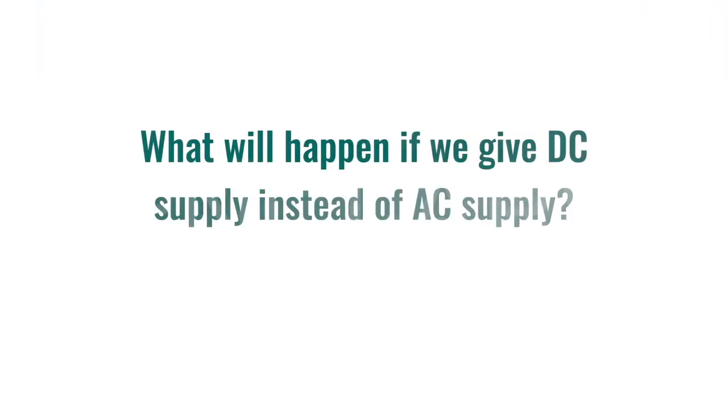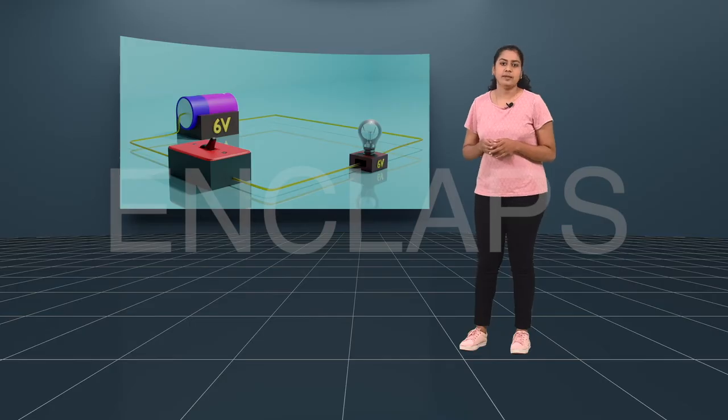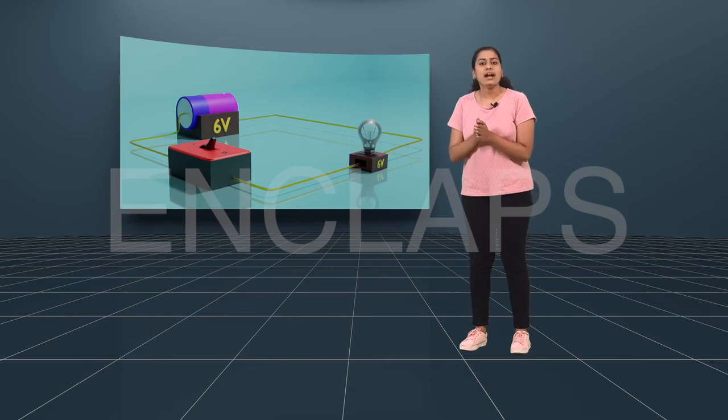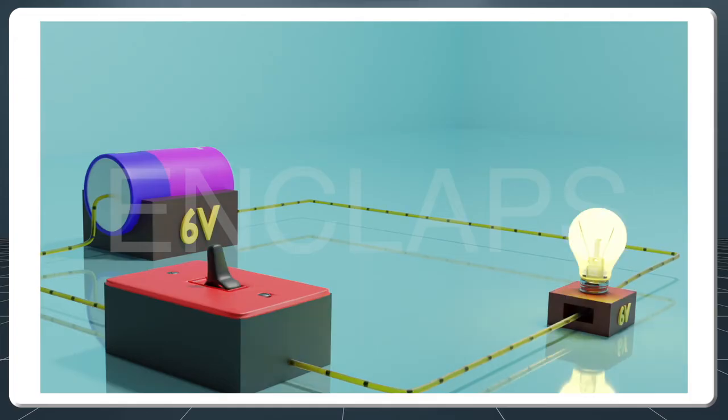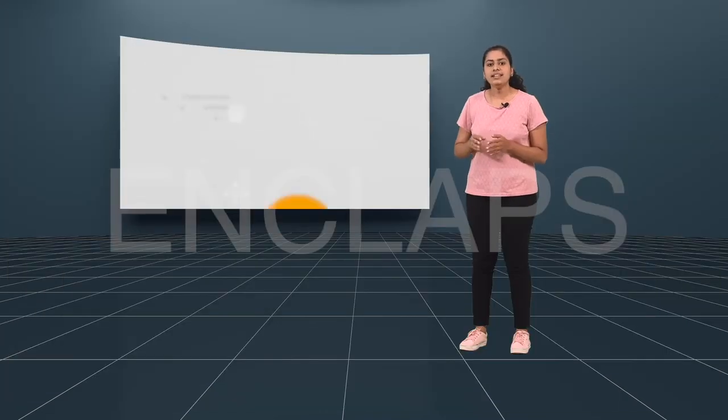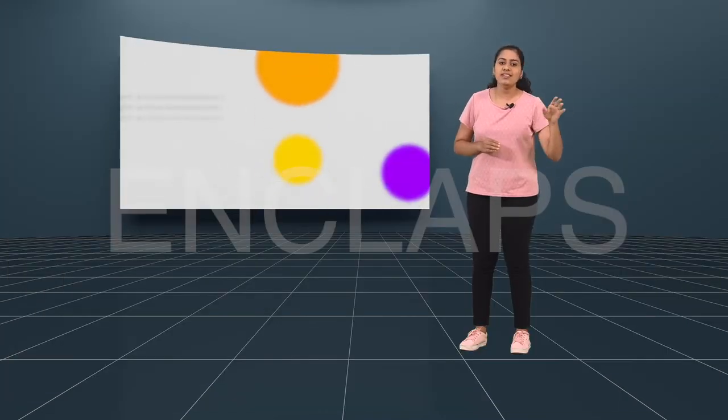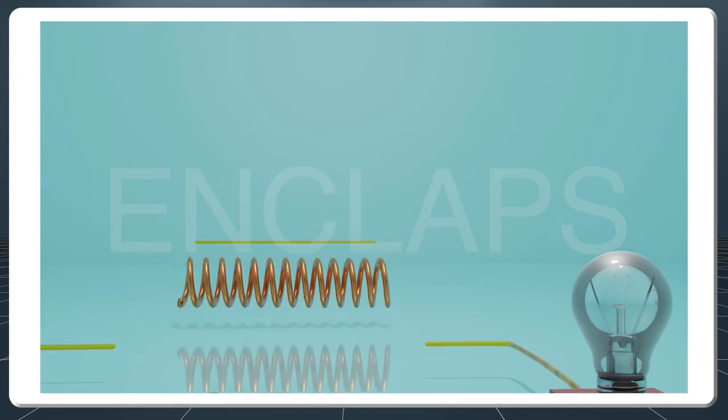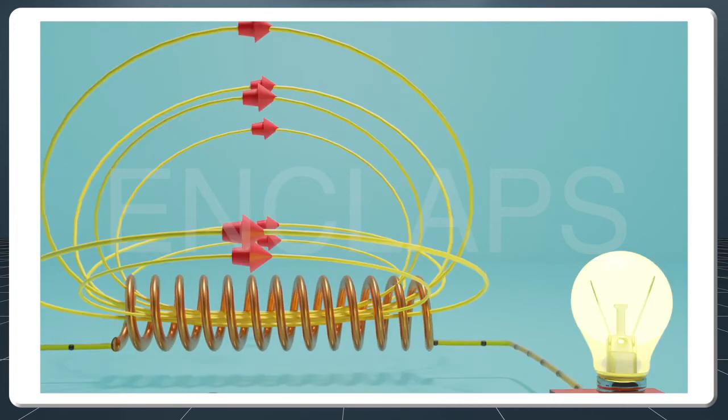What will happen if we give DC supply instead of AC supply? Let's see. The circuit is now connected to a battery, that is a DC source. The bulb glows well when the circuit is switched on. Now, insert a solenoid as in the previous experiment. What do you observe? Yes, there is no change in the intensity of the bulb.